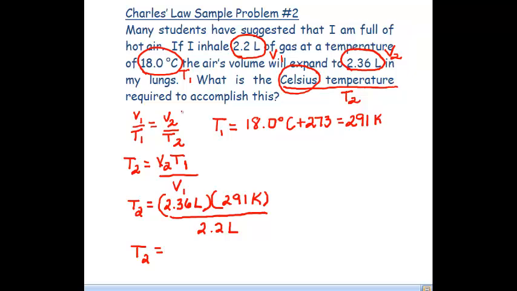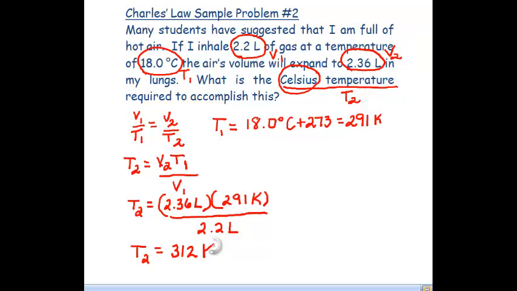Okay, before we crank out the calculator answer, ask yourself what's going on here. I'm going from a volume of 2.2 liters to a volume of 2.36 liters. My volume is going up. What's required in order to increase that volume? If you understand Charles' law theoretically, you know that because it's a direct relationship, if the volume is increasing, the temperature has to increase as well. And so what we find here when we crank this out is a temperature of 312 Kelvin.